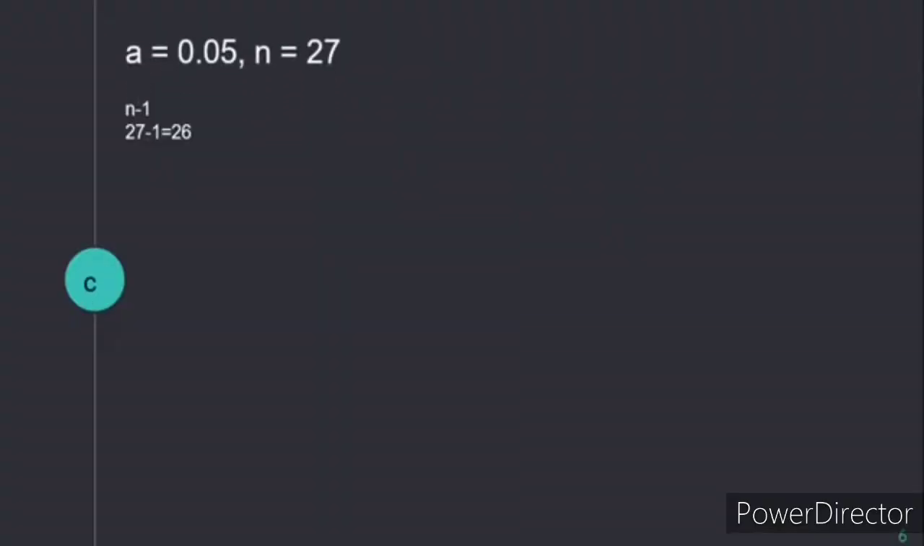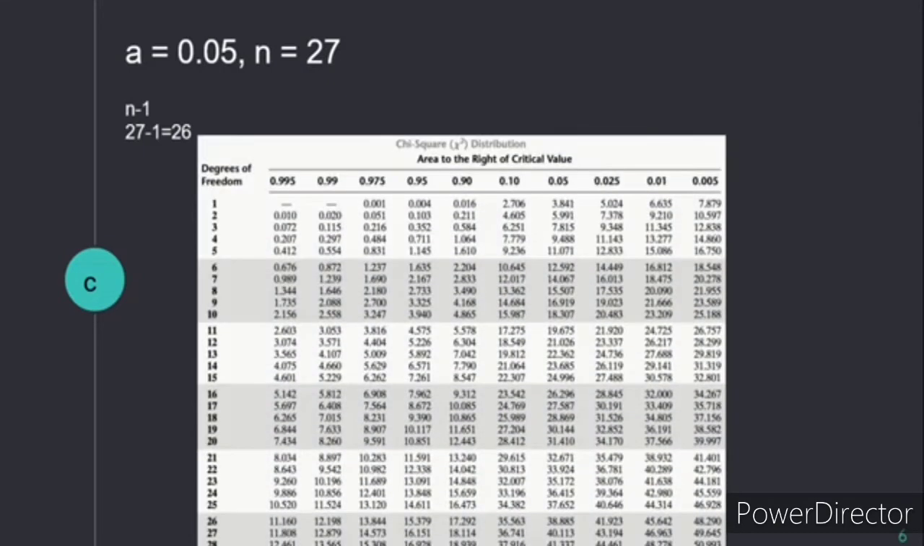Now letter C. Alpha is equal to 0.05 where n is equal to 27. And for the degrees of freedom, 27 minus 1 is equal to 26. So for the chi-square right, 0.05 divided by 2 is equal to 0.025. And for the chi-square left, 1 minus 0.025 is equal to 0.975. So, our degrees of freedom is 26 and our chi-square right is under 0.025.